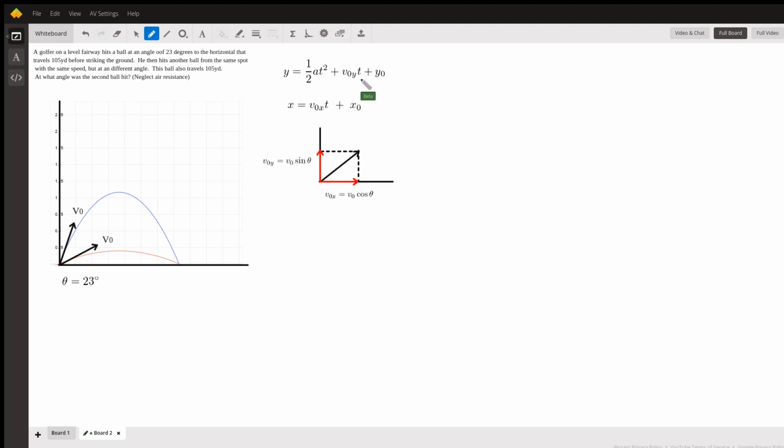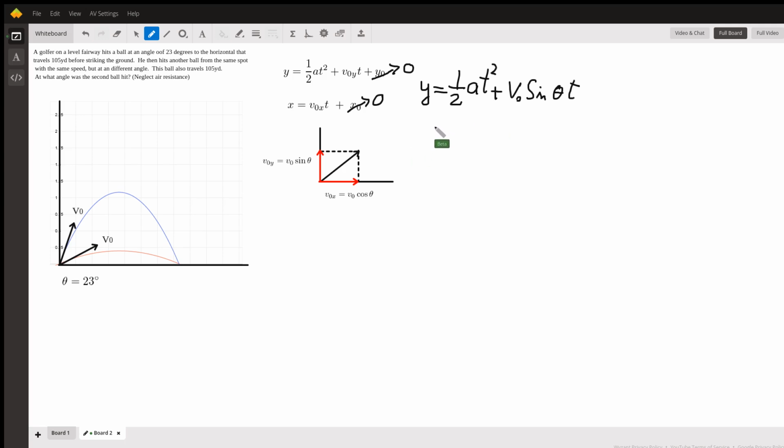And in this case, since the initial position is 0, we can set these two equal to 0. And if I replace the initial velocity in the x and y direction with the component form in terms of theta, I end up with y equals 1/2 a t squared plus v naught sine theta times t. And so the time that the ball is in the air has to satisfy this equation.